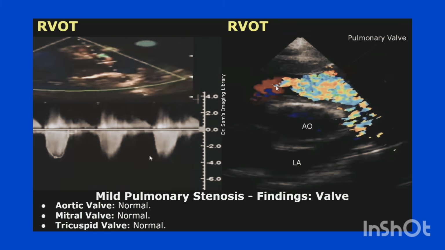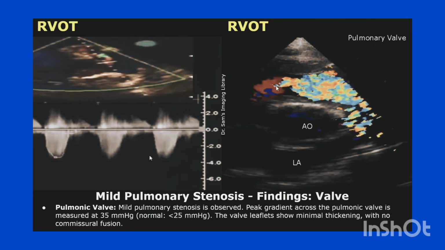The aortic, mitral, and tricuspid valves are normal. In the pulmonic valve, mild pulmonary stenosis is observed. Peak gradient across the pulmonic valve is measured at 35 millimeters of mercury. The valve leaflets show minimal thickening with no commissural fusion.